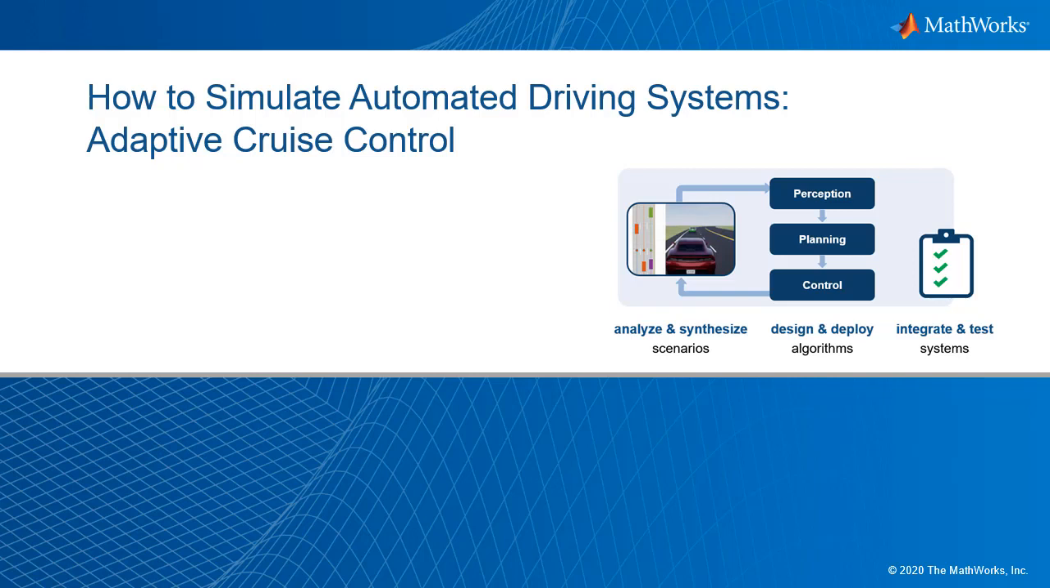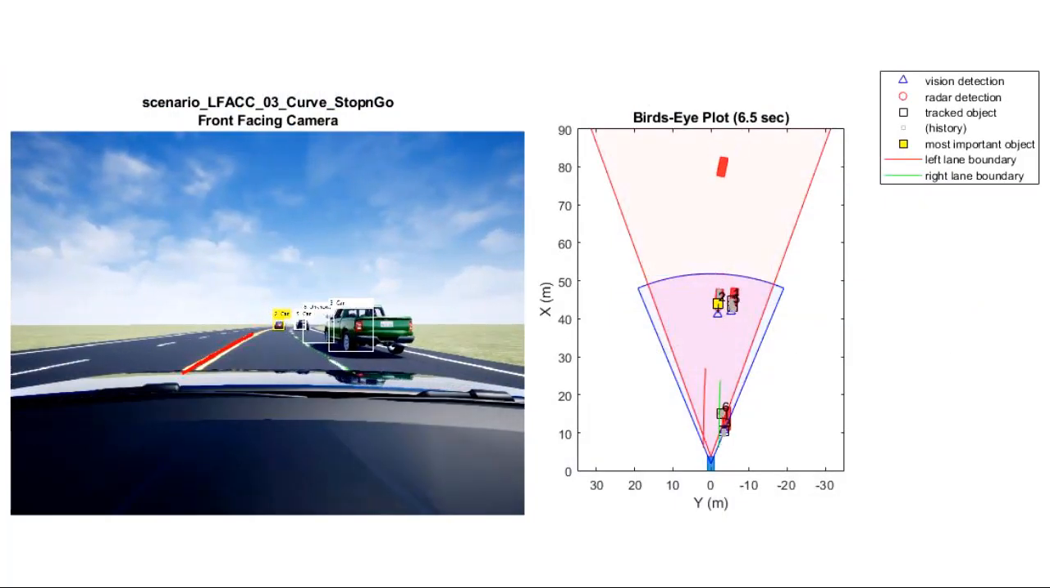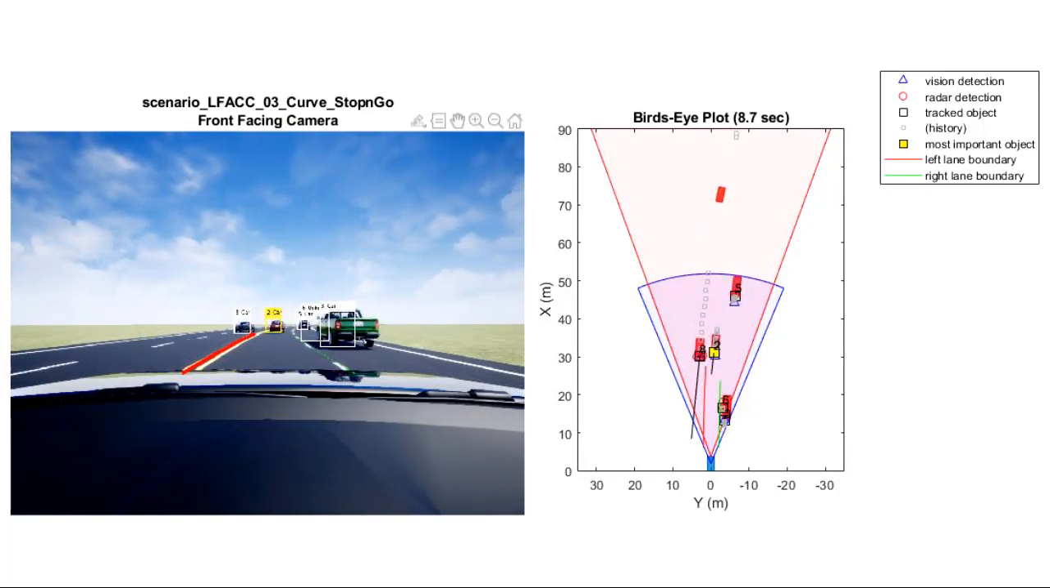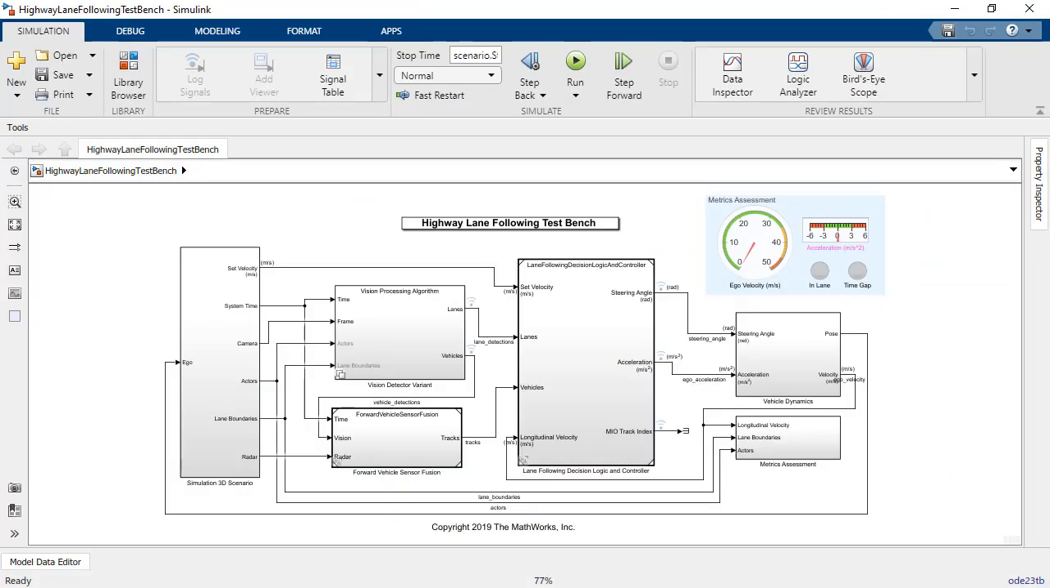Hello everyone. In this video, we will discuss the core tasks involved in designing automated driving systems, and we will see how these operations can be integrated for developing adaptive cruise control feature. This is a reference example of highway lane following feature from the Automated Driving Toolbox. We use MATLAB to write the core algorithms and Simulink to integrate and simulate these algorithms as a model.